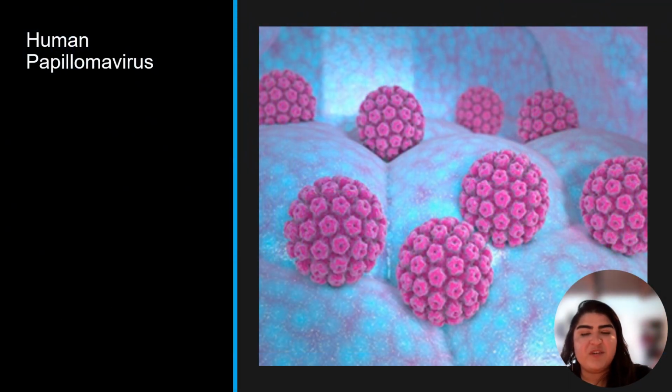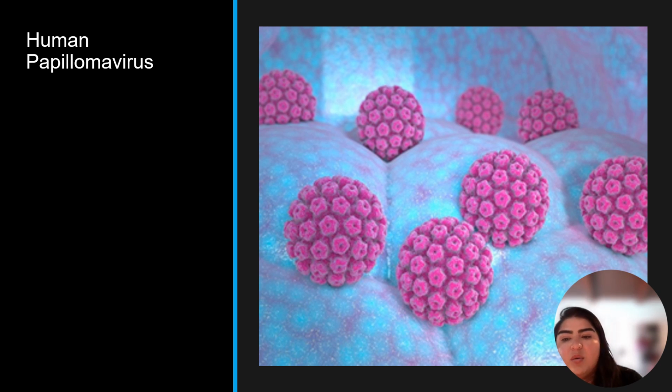So this is an image of the human papillomavirus. It's a part of the papillomaviridae family. It is a non-enveloped double-stranded circular DNA virus with icosahedral capsids. The virus has an approximate diameter of 52 to 55 nanometers.